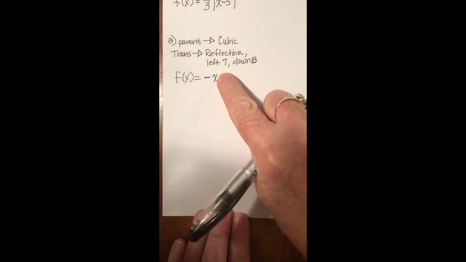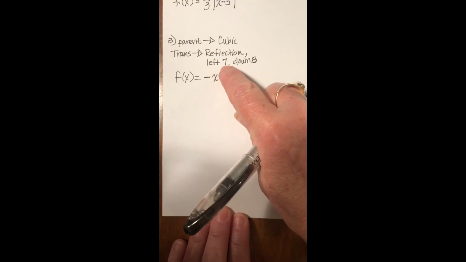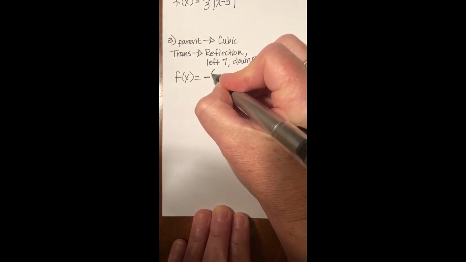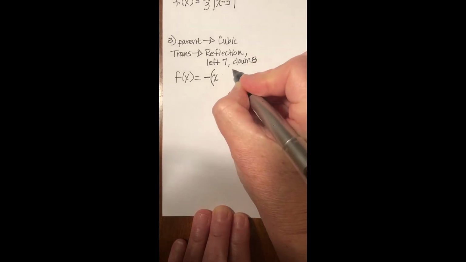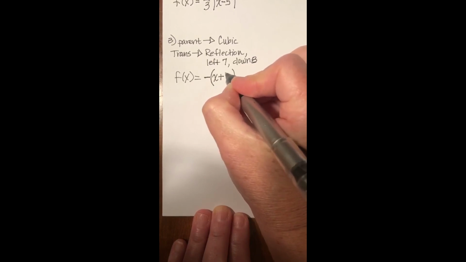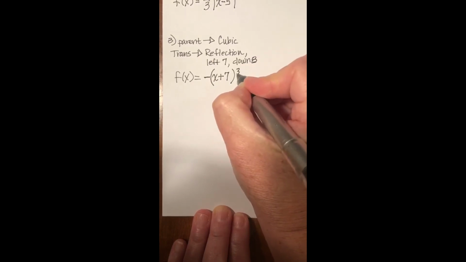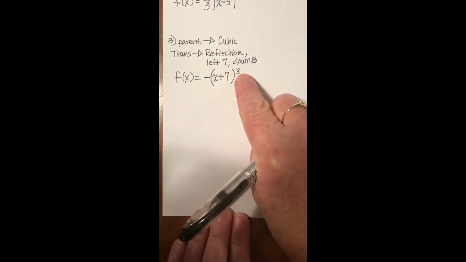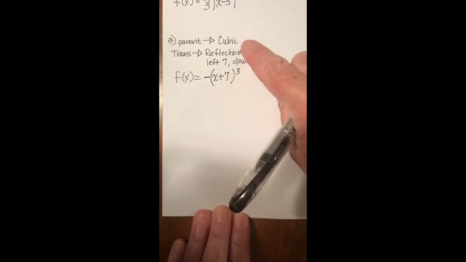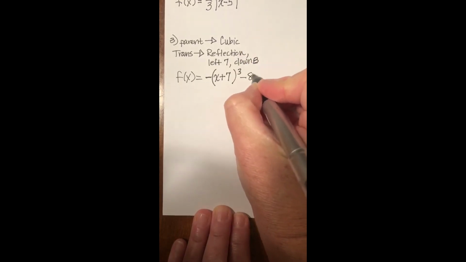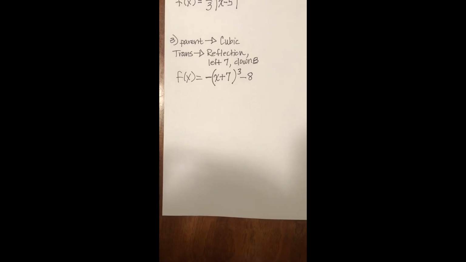But before I put it to the third power, I need to see, okay, I have left 7. That means that there's a number that's going to go with x, which means I need to put that in parentheses. Okay, so left 7, so that's going to become a positive 7 because we do the opposite sign. And now we can put that exponent of 3 behind the 7 on the outside of the parentheses, which makes it cubic. And then we can put down 8, so that's going to be minus 8. And there you go. That's your third example.